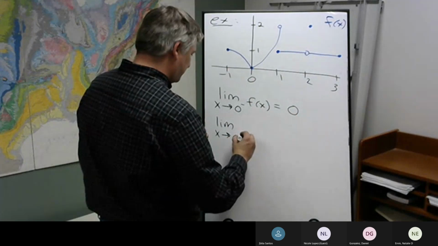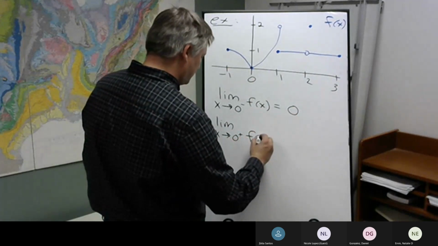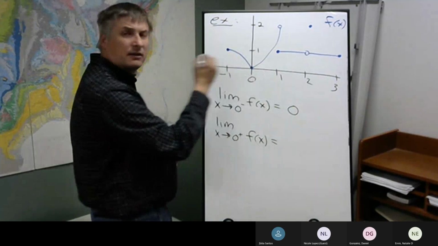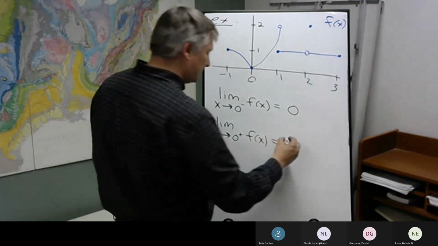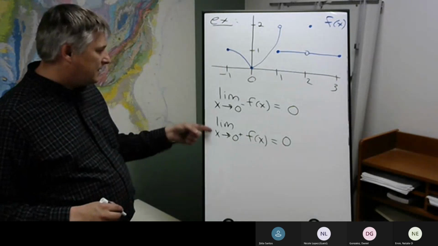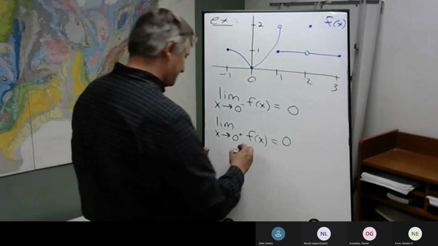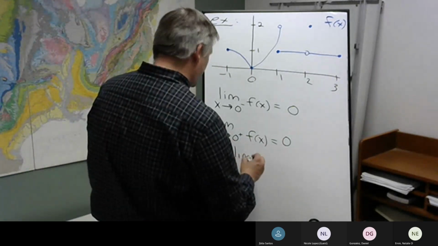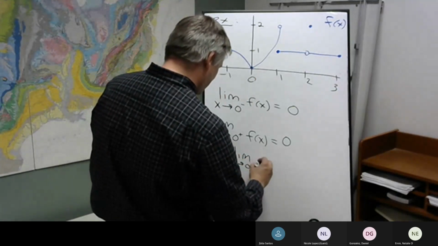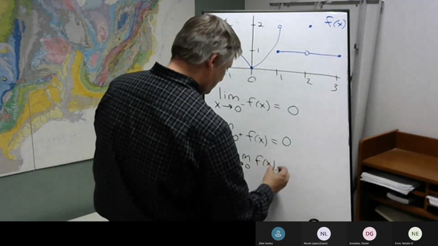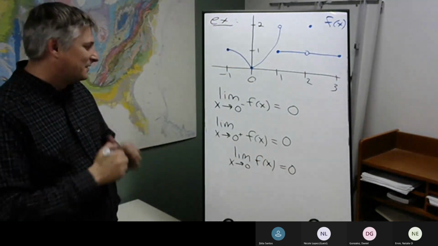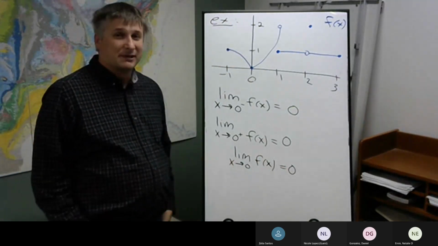is x approaches 0 from the right. Well, same thing as you use x values on the right, f of x is dropping down to 0. So that's also 0. And because these two are equal, and we can also see it on the graph, we can do that. So in general, this limit exists.